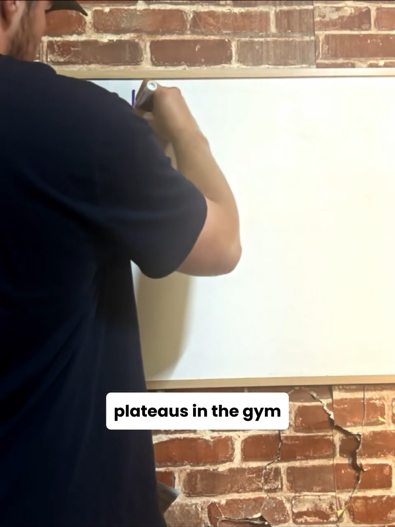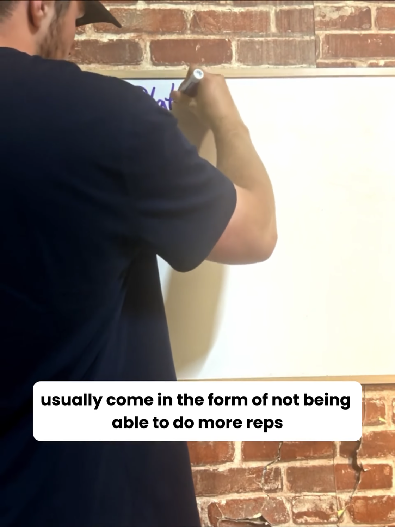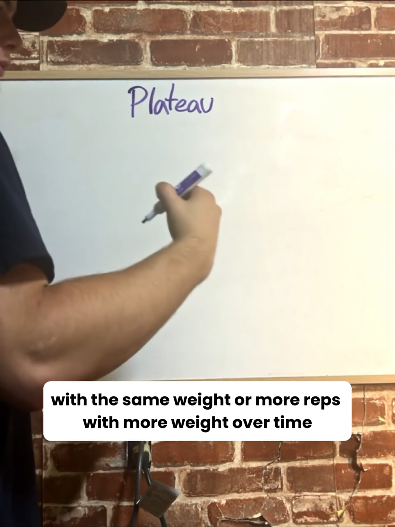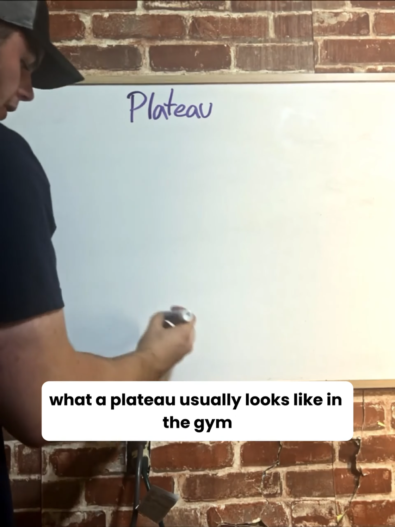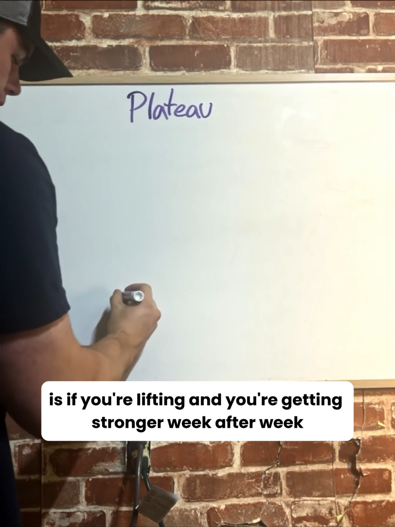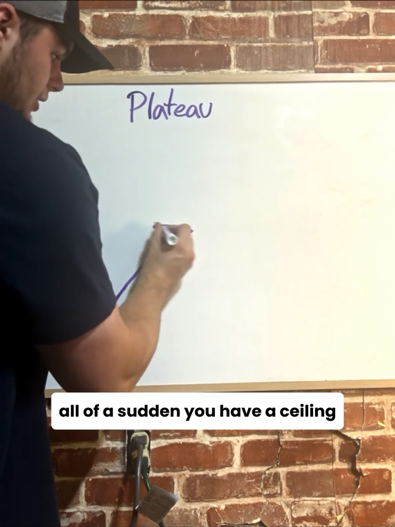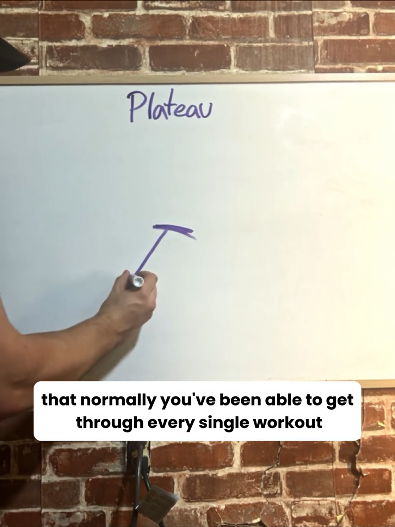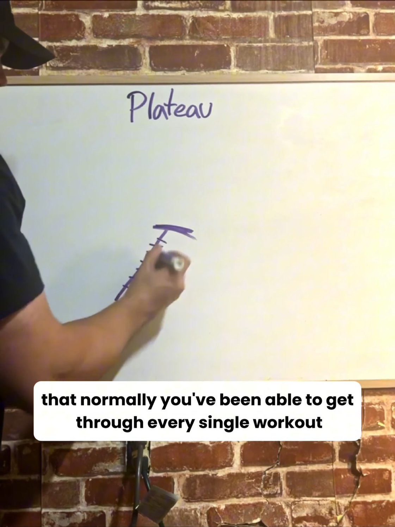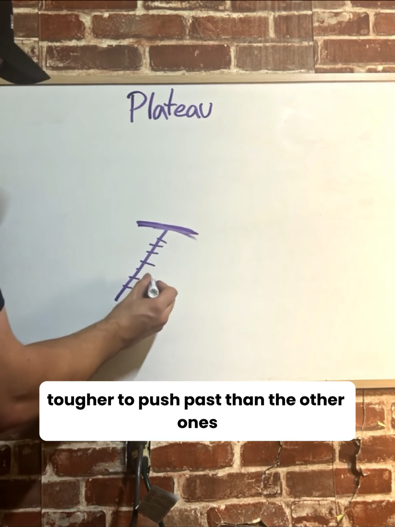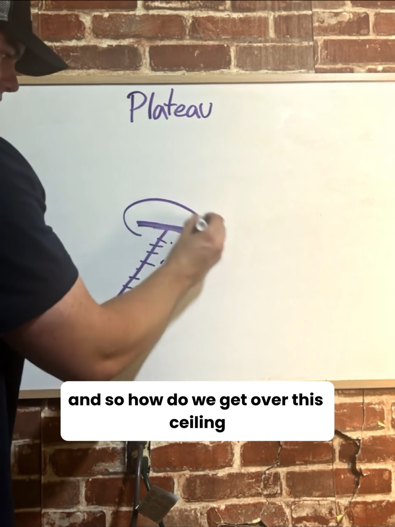Plateaus in the gym usually come in the form of not being able to do more reps with the same weight or more reps with more weight over time. What a plateau usually looks like in the gym is if you're lifting and you're getting stronger week after week, all of a sudden you have a ceiling that normally you've been able to get through every single workout, but this one seems a little bit tougher to push past than the other ones. And so how do we get over this ceiling?